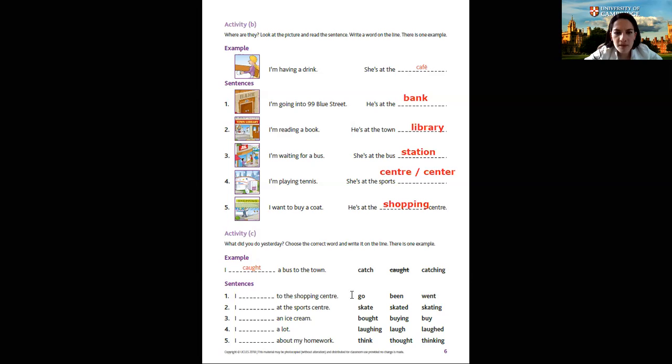Look, I to the shopping center. I go, I been, or I went. Okay? But we have to read the examples, and it's going to give you the answer of what you have to do. What did you do yesterday? So we have to use the past tense. Example, I what? I went to the shopping center.